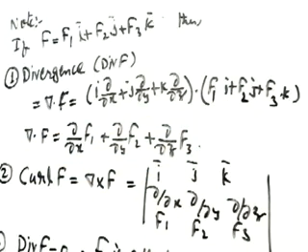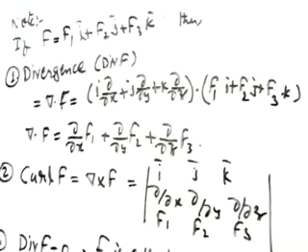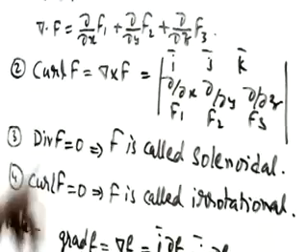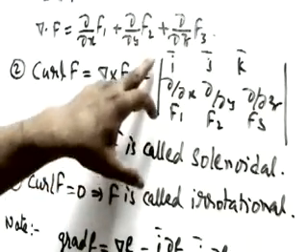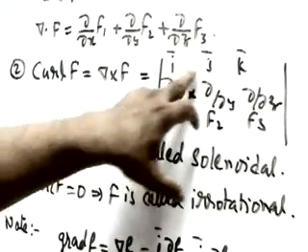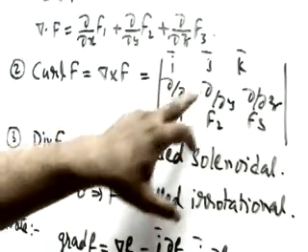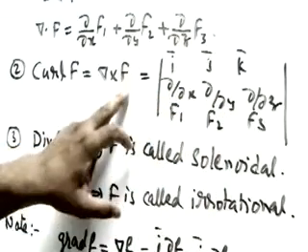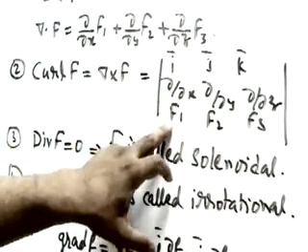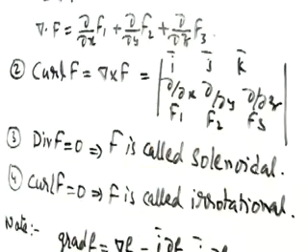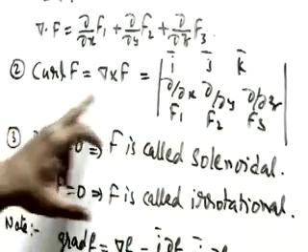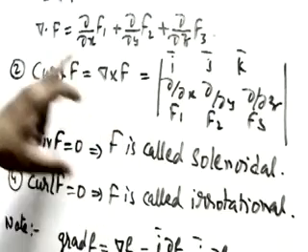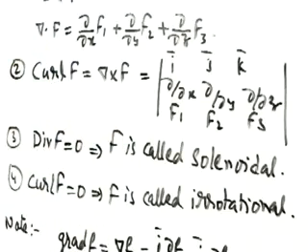Now the second one is curl f. Divergence means dot product and curl f means cross product. Curl f means cross product, del cross f. How to find the cross product? We have to find the determinant of this: i, j, k; del is dou by dou x, dou by dou y, dou by dou z; and f, we have to take the coefficients f1, f2, f3. The i coefficient, j coefficient, k coefficient. So curl means cross product. We have to remember this. And div means dot product.